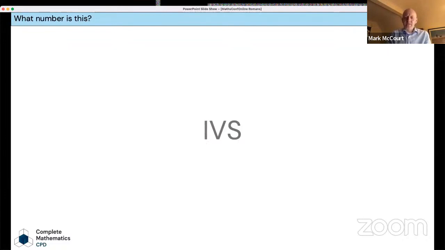What number is this in Roman numerals? So IVS. Just give me a moment to think about that. IVS. What number are we talking about here? IVS. And this might be unfamiliar to some of us if it's been a long time since we've thought about Roman numerals. IVS. IV, we're talking about 4, aren't we? But what's this S symbol?